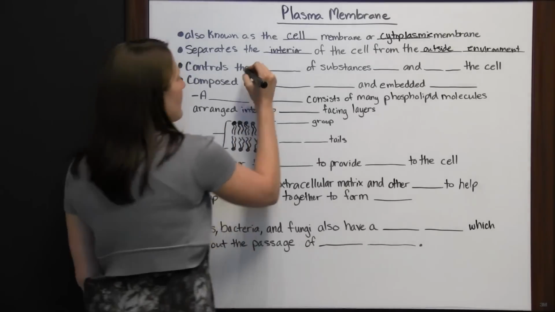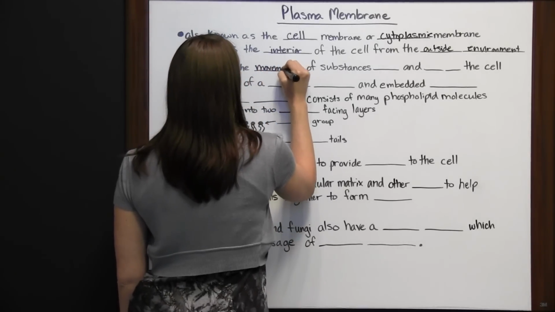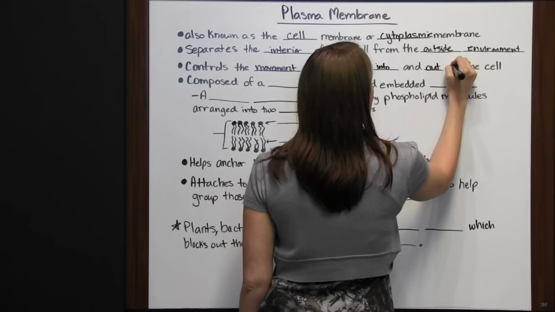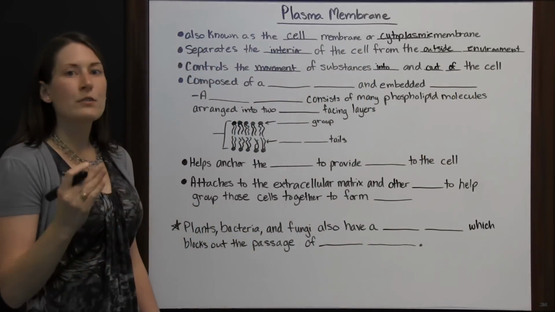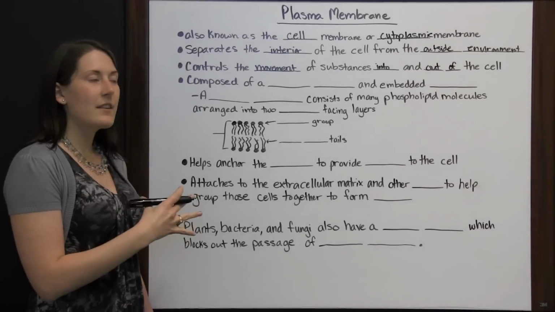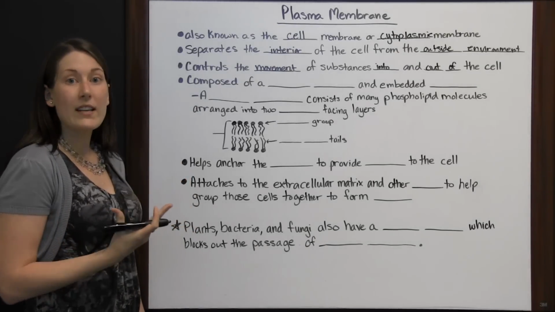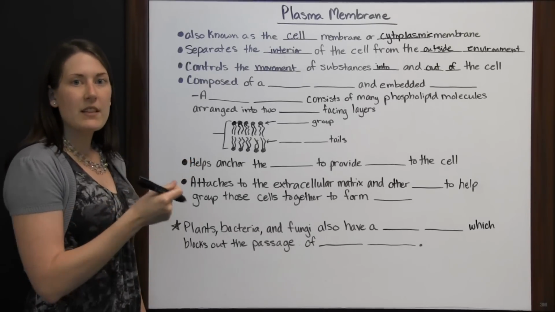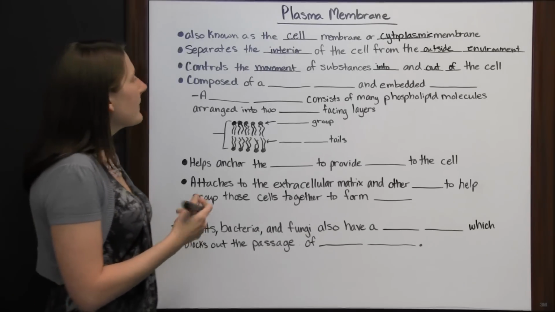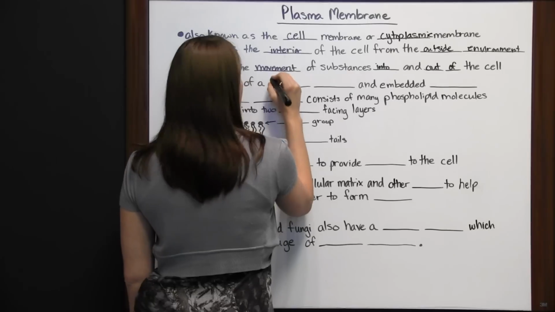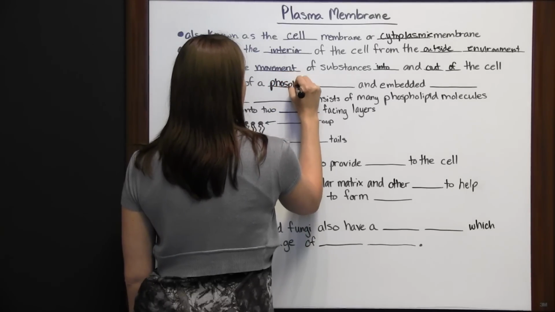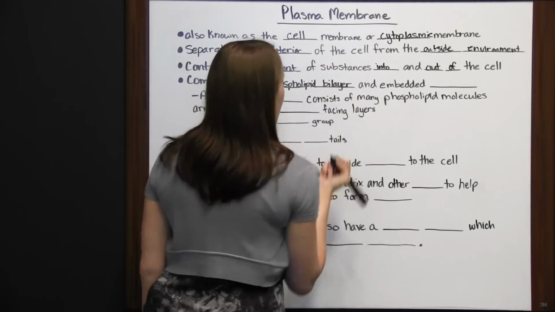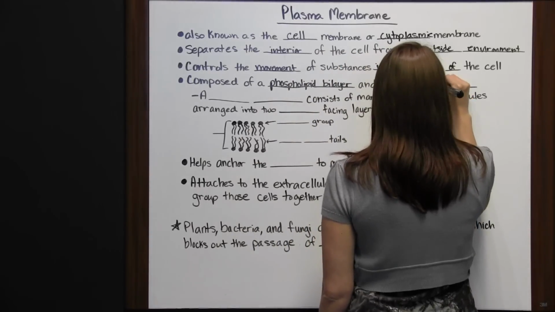The plasma membrane controls the movement of substances into and out of the cell. So it controls what passes into the cell and what passes out of the cell. So if there are things that are waste and need to get out of the cell, the plasma membrane is controlling that. If the cell needs something, the plasma membrane is going to be what lets it in. And the plasma membrane is composed of a phospholipid bilayer and embedded proteins.